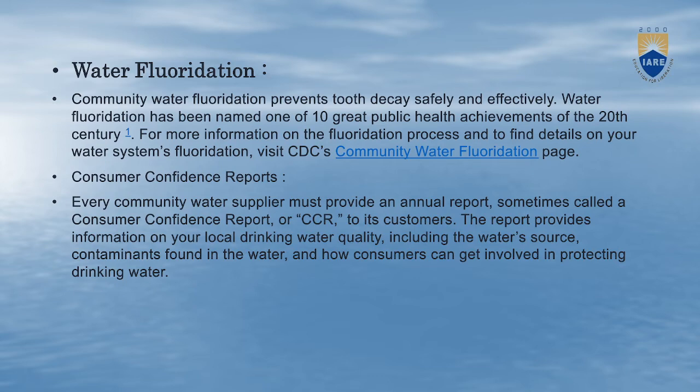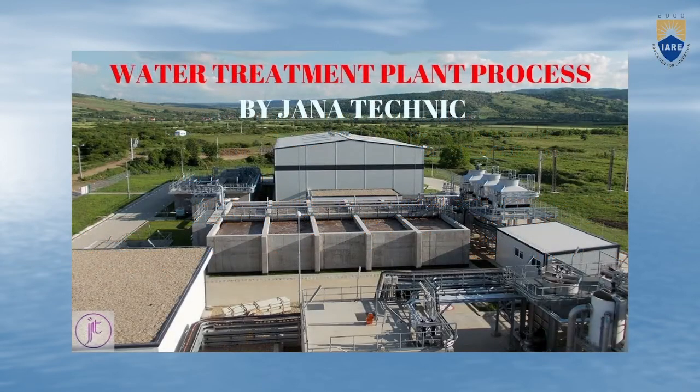Consumer confidence reports. Every community water supplier must provide an annual report, sometimes called a consumer confidence report or CCR, to its customers. The report provides information on your local drinking water quality, including the water sources, contaminants found in the water, and how consumers can get involved in protecting drinking water. Water treatment plant process. Here in the figure we can see the water plant.